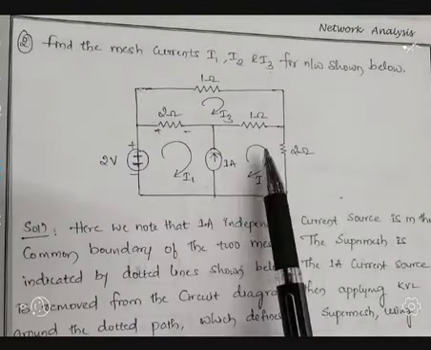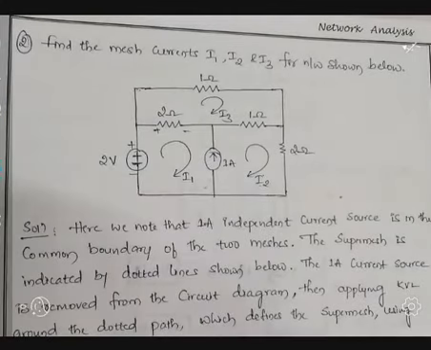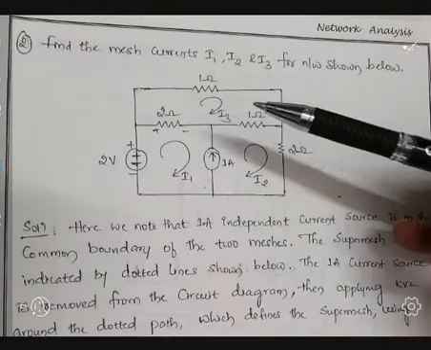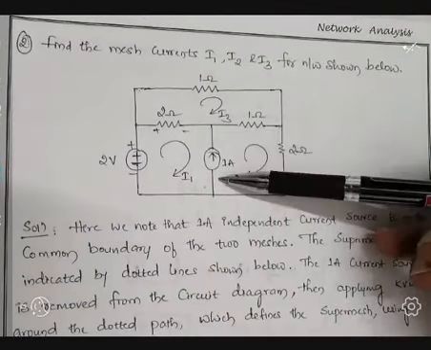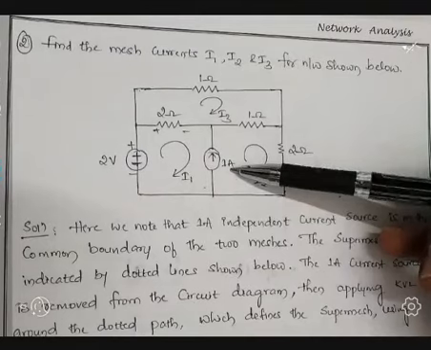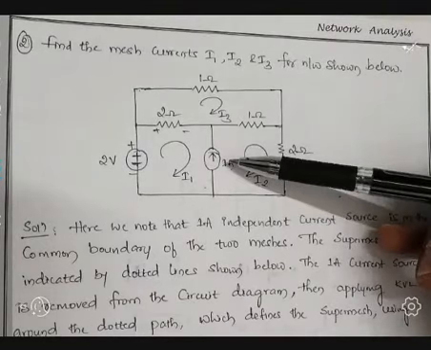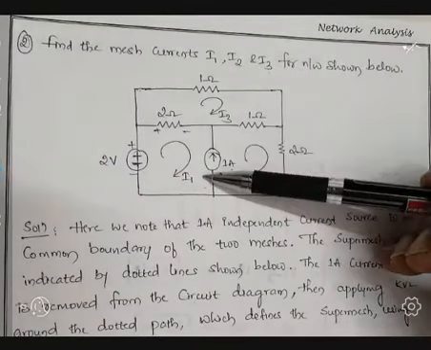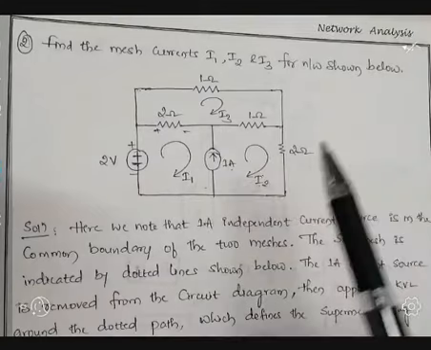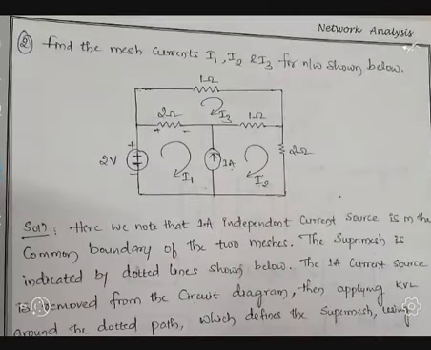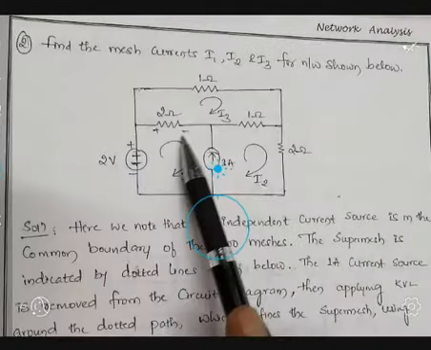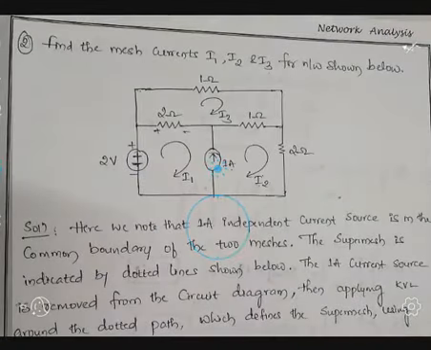This is the given network. There are three loops: first, second, and third. And see here, there is one current source present, 1 ampere. This is a branch having only one current source, present between two loops. Now we have to eliminate this branch, the branch containing the current source. Then after eliminating it, this loop acts as a super mesh. So how are we going to do this?